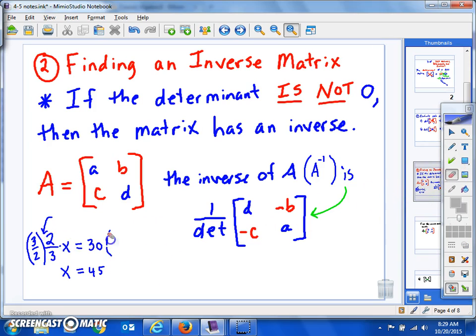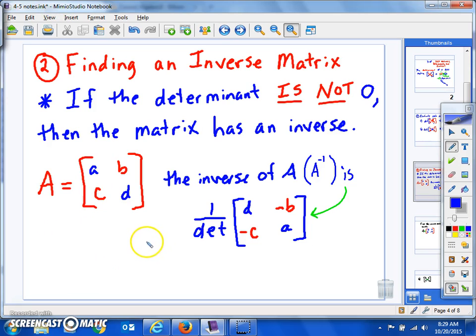Well, in the matrix equations that we're about to do, we're going to need to multiply by an inverse matrix in order to solve the equation. So before we can multiply by the inverse, we need to know how to find the inverse. And this is going to take some practice. It's something that you've probably never done before.